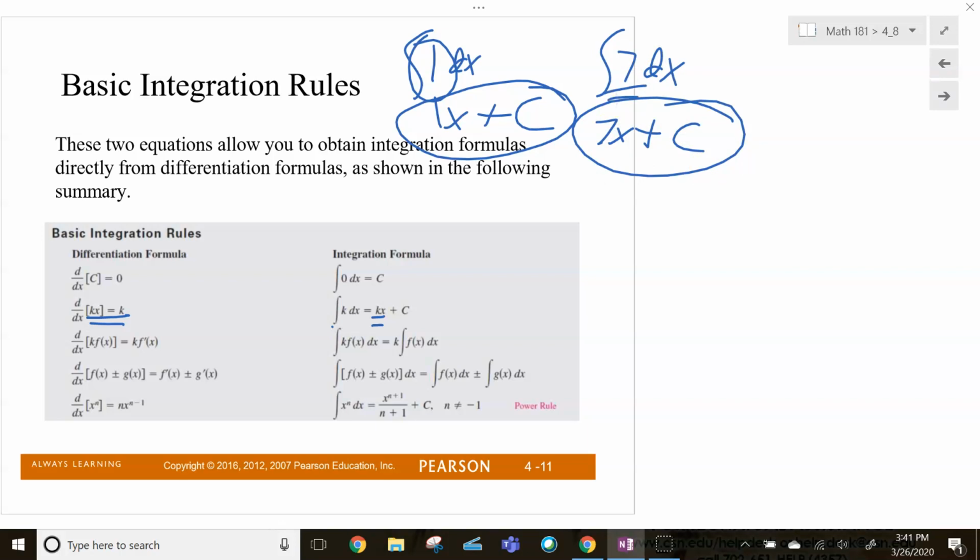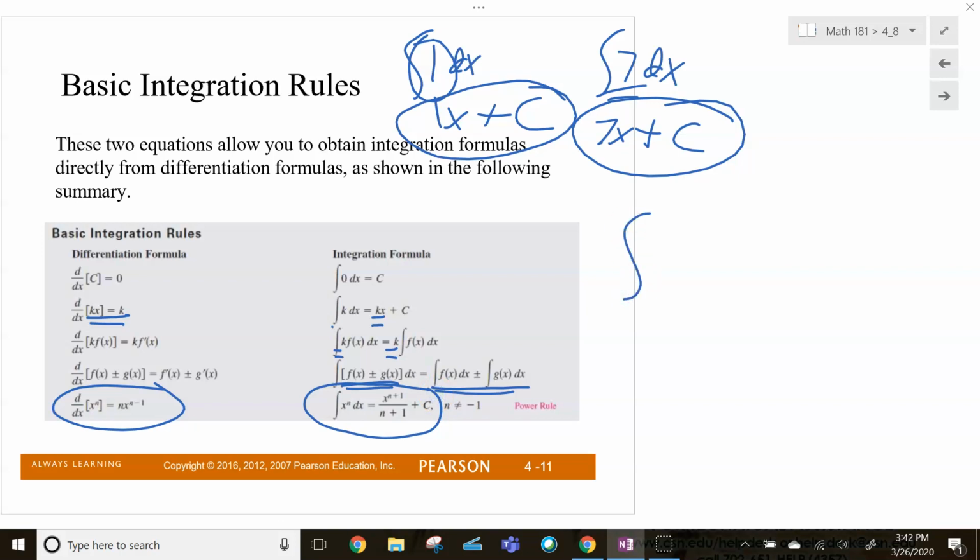Right? Well, that constant k can be put out front of the integral. When you're adding and subtracting, you can split them up. Take the antiderivative separately. And then here's the old power rule. We know the derivative power rule. So going the other way around, it would be x to the n plus 1 over n plus 1.